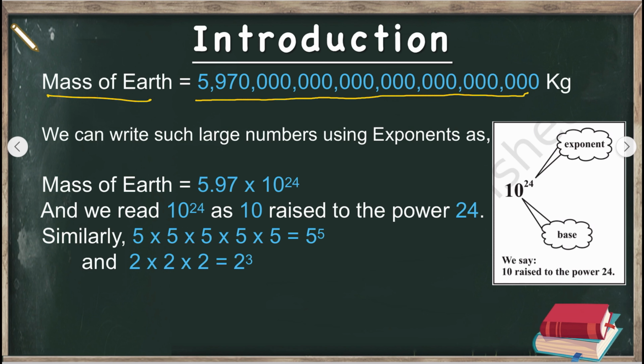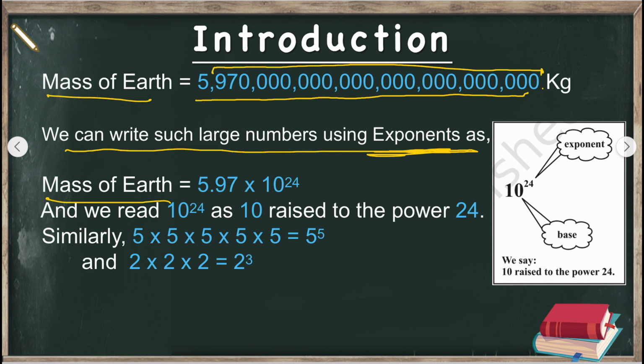So to solve this problem, to read or write a large number, we use exponents. We can write such large numbers using exponents. That is, the mass of Earth can be written as follows: suppose that we have the decimal here at the end. We're going to start shifting the decimal toward the left, to right after the first digit. That means from the end we bring it to right after the first digit.